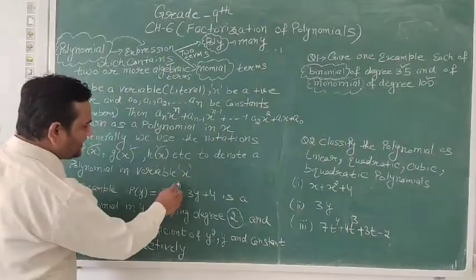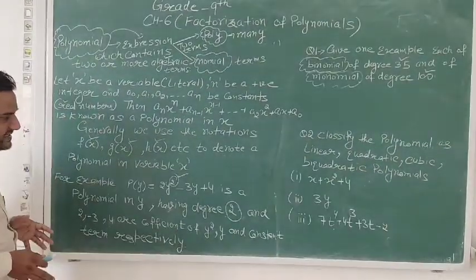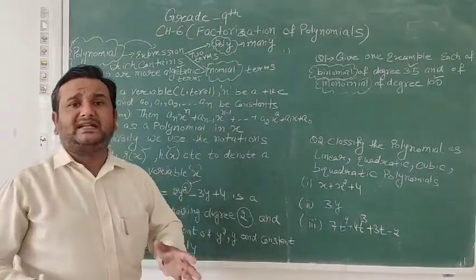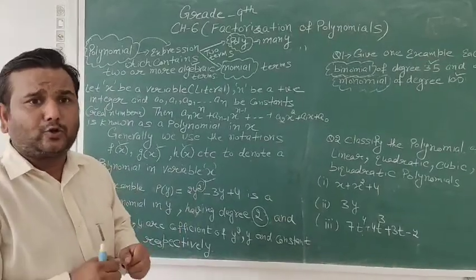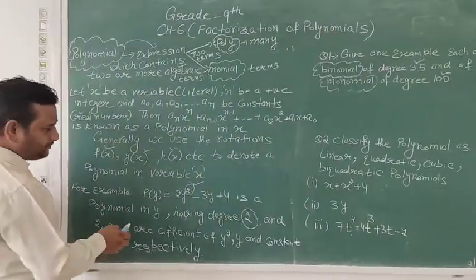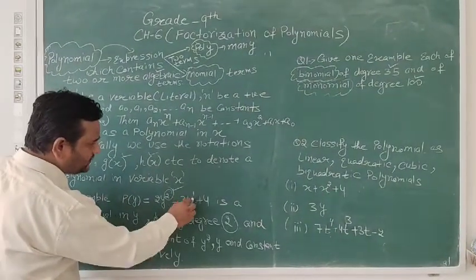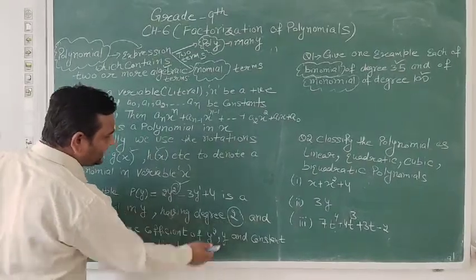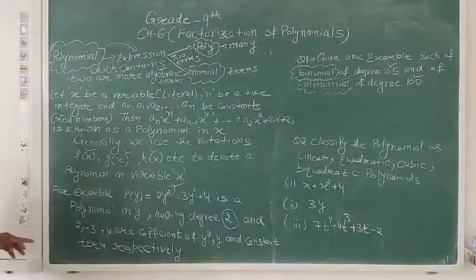Having the degree 2, you can see that the degree is the highest degree. Degree means what? The highest power present in our polynomial is said to be the degree of the concerned polynomial. So here, which is the highest power? Here is 1 and here is 2. So the highest power is 2. So we can say that the degree of the polynomial is 2.